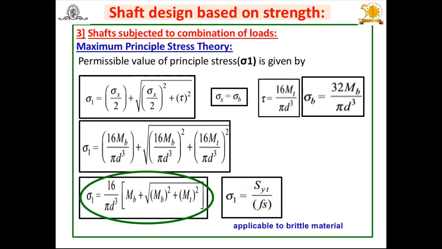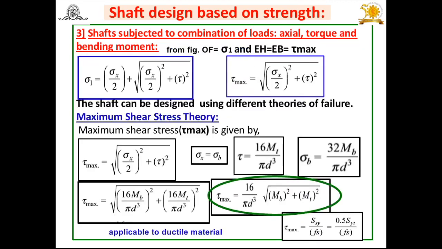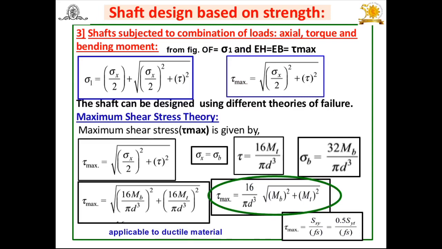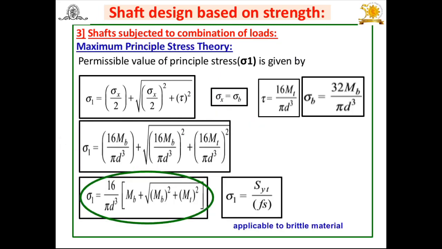This is about the two theories, that is maximum principal stress theory and maximum shear stress theory, which are used based on the material, that is brittle material or ductile material. If it is not mentioned, you will always find the shafts are made up of ductile material. That's why, if it is not mentioned, always use the maximum shear stress theory to find out the shaft diameter.